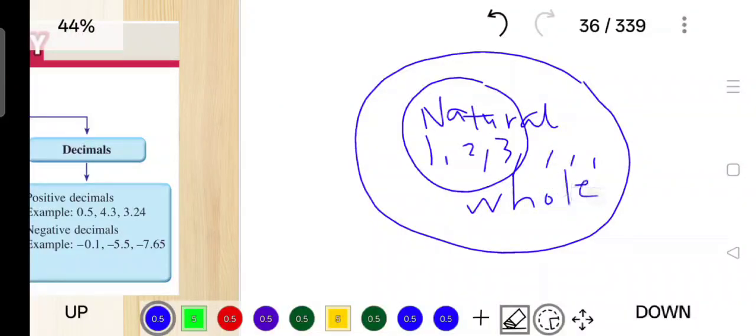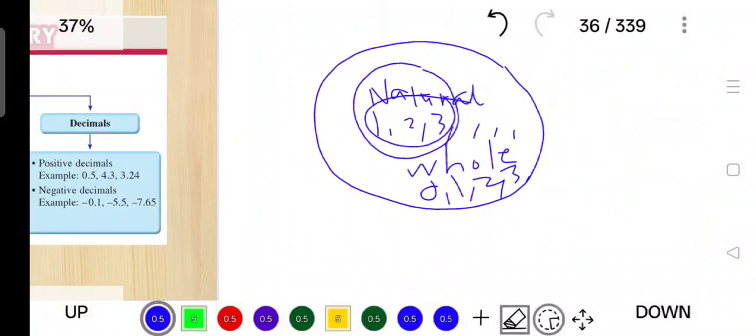Whole number includes 0, in addition to whatever we already have in the natural numbers. So 0, 1, 2, 3, and so on. Okay, and so on. You have 3 dots at the back. So whole number is normally like the numbers that you are climbing up.